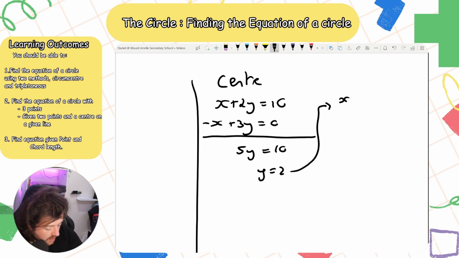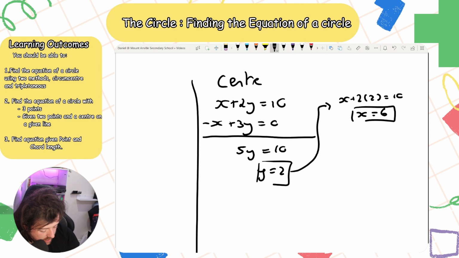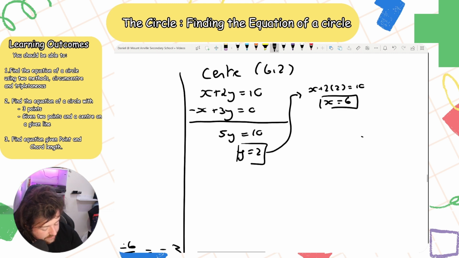And if y is equal to 2, I have x plus 2 times 2 is equal to 10. x is then going to equal 6. So my center is going to be 6, 2. And now that I know my center is 6, 2, let's find the equation of a circle.